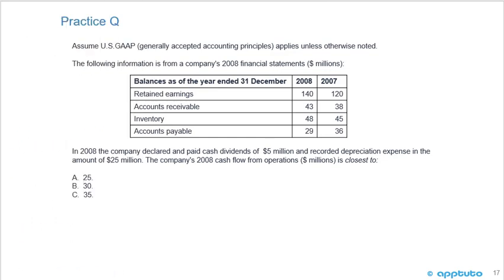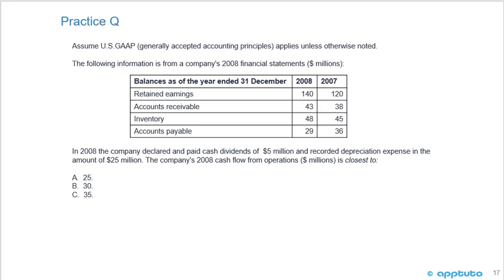One last practice question for this LOS. Assume U.S. GAAP, generally accepted accounting principles, applies unless otherwise noted. The following information is from a company's 2008 financial statements. So they've got balances as at the year ended. You've got 2007, 2008, retained earnings, accounts receivable, inventory, and accounts payable. So they're giving you some data there.